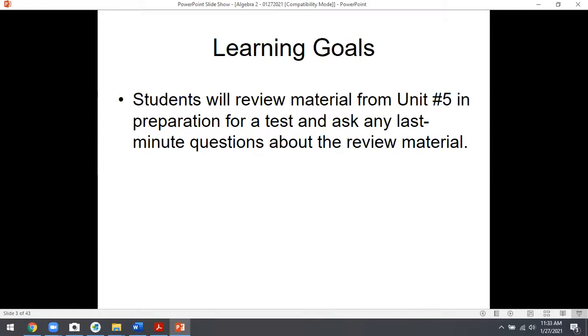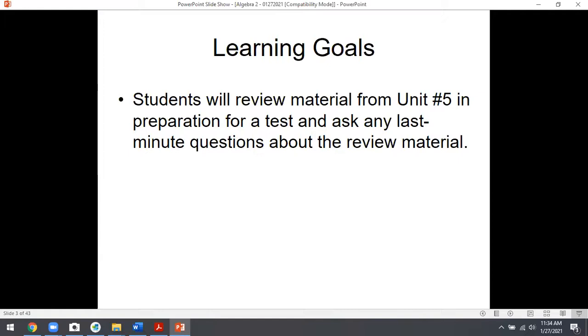Wait, how do I find what the degree is? For which one? What does degree mean? If you don't know what the word means, you can't do it. Degree literally means the biggest exponent.